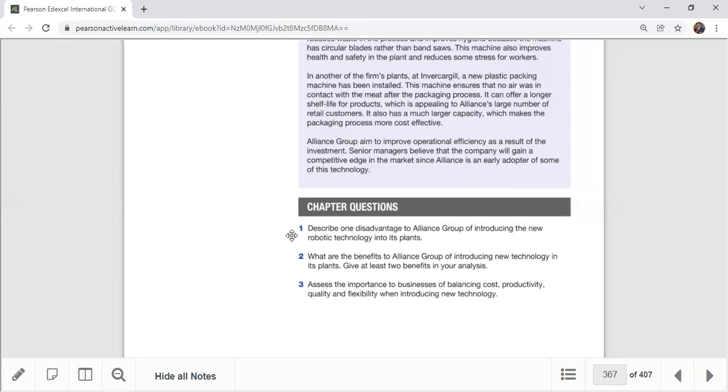Sometimes you can see this happening especially in a lot of meat industries. This is a very popular method of packing.